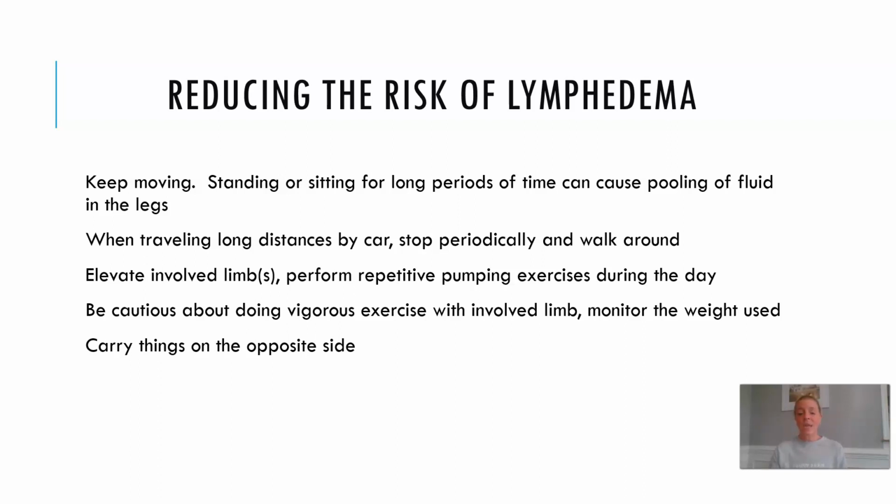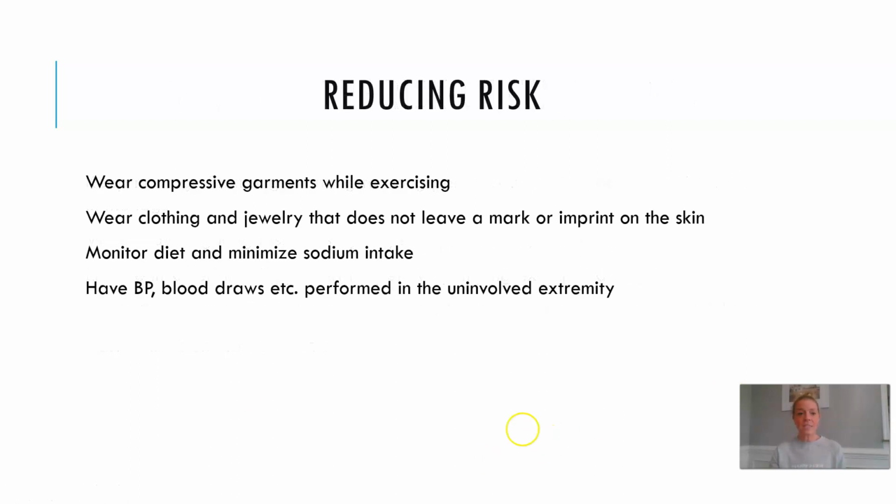If at all possible, carry things on the opposite side. So if it's an upper extremity, try to carry heavy luggage, heavy bags on the opposite side. Wear compressive garments while exercising if possible, or maybe afterwards if it's not possible. Clothing and jewelry that doesn't leave a mark or imprint on the skin, that is sometimes one of the first signs that lymphedema is starting to develop. Rings are fitting tighter, watches are leaving marks on the arm, bracelets, things like that. So that's sometimes how people start to notice the signs of developing lymphedema.